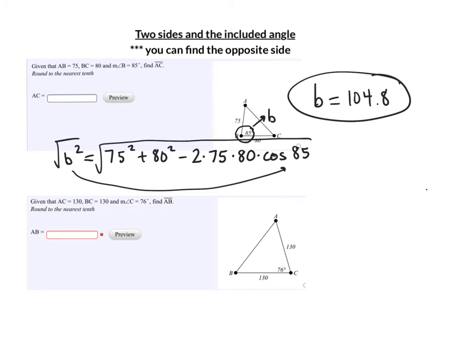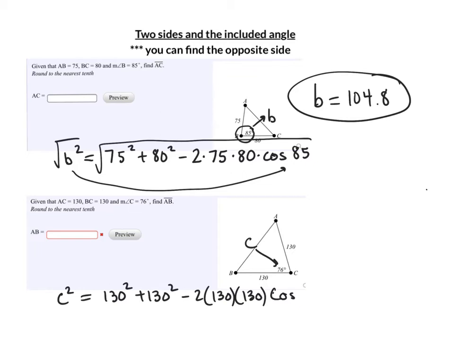Another example. This time we're looking for C. So we'll start off with C squared equals the other two sides squared, 130 squared plus 130 squared. Hey, that thing's isosceles. Minus 2 times 130 times 130 cosine of the angle opposite the side we started with, in this case 76 degrees. We're finding C, so we'll just take the square root of both sides and we'll punch this in Desmos.